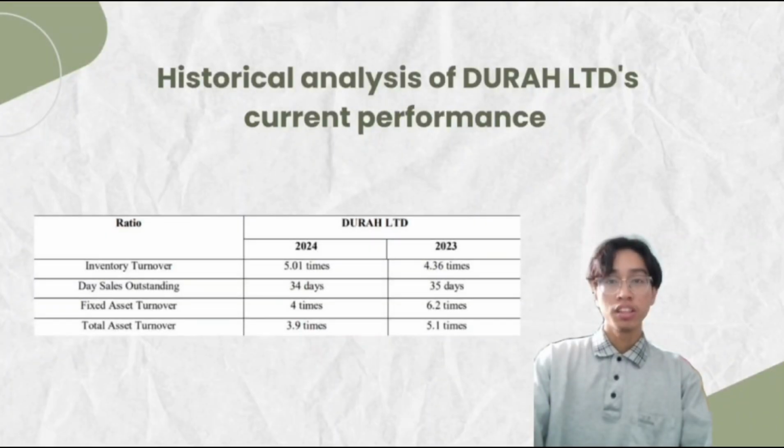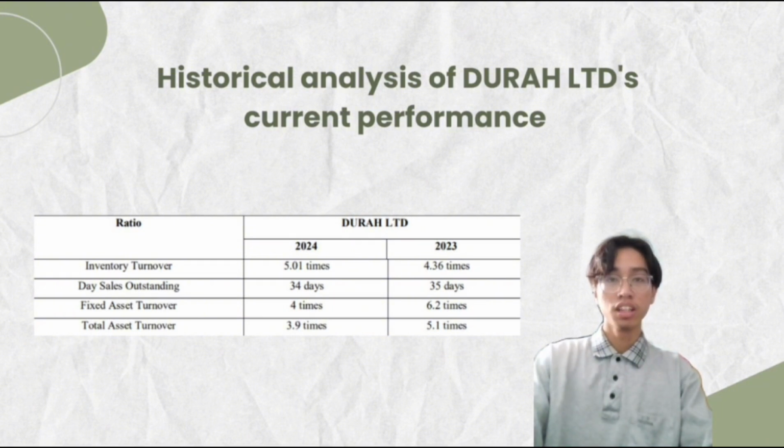Next, I will talk about the historical analysis of DURAH Ltd's performance. In 2024, DURAH Ltd showed a few signs of improvement compared to the previous year, but there were also areas where the performance dropped. One positive sign is that the inventory turnover went up from 4.36 to 5.01 times, which means the company was able to manage and sell its inventory more efficiently. This could suggest better stock control or higher sales.